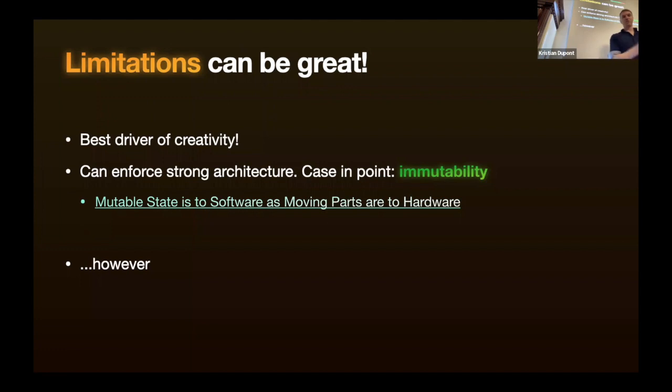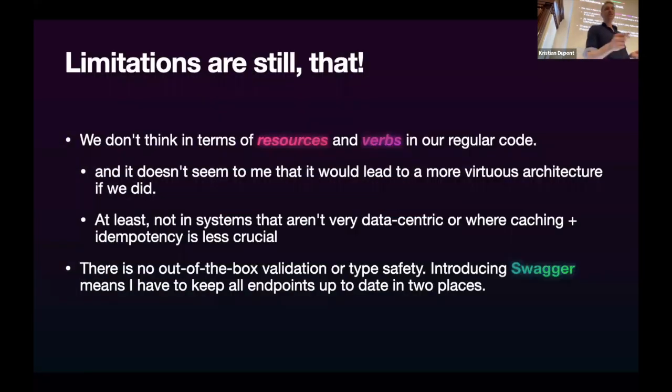I wrote this blog post called "Mutable State is to Software as moving parts are to hardware," because I think it's sort of that. If you have an MP3 player, it's much more reliable than a CD player that has a spinning disk and all those things. But of course, there are situations where you need the moving parts, so you can't just always avoid them. However, it's not clear to me that the limitations that REST poses on us are very helpful.